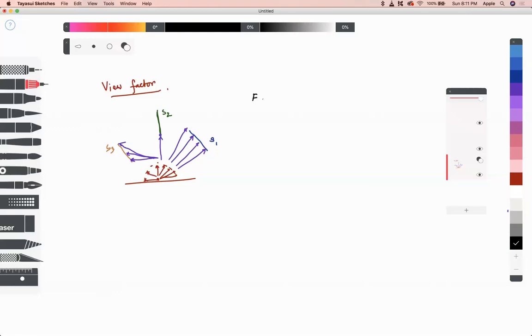So the view factor, which is denoted by F, if I write it as Fij, where i and j are two different surfaces, i is the emitting surface and j is the receiving surface. Then Fij is the fraction of radiation leaving surface i and striking surface j directly.